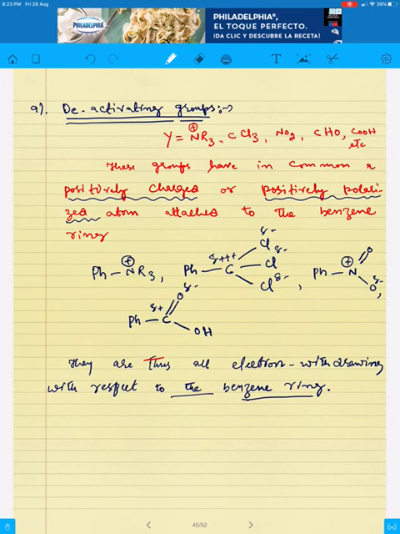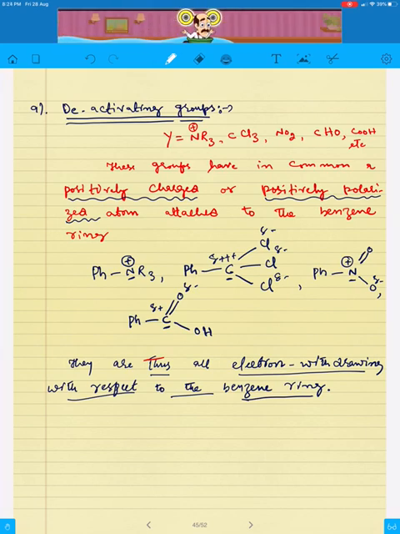So you can see here you have nitrogen which is positively charged, you have carbon here which is positively polarized, you have nitrogen here which is positively charged, you have carbon here which is positively polarized. So all these groups are electron withdrawing with respect to the benzene ring. This positively charged or positively polarized atom makes these substituents electron withdrawing with respect to the benzene ring. So being electron withdrawing, they withdraw electrons from the benzene ring and hence they deactivate the ring. So what are deactivating groups?